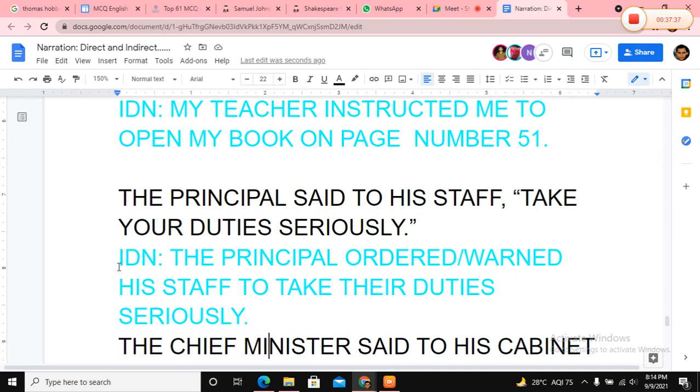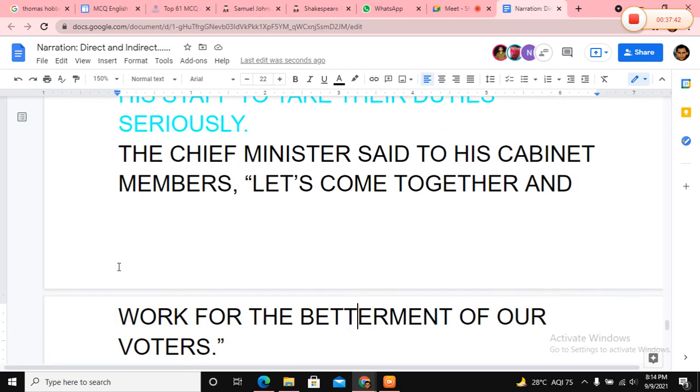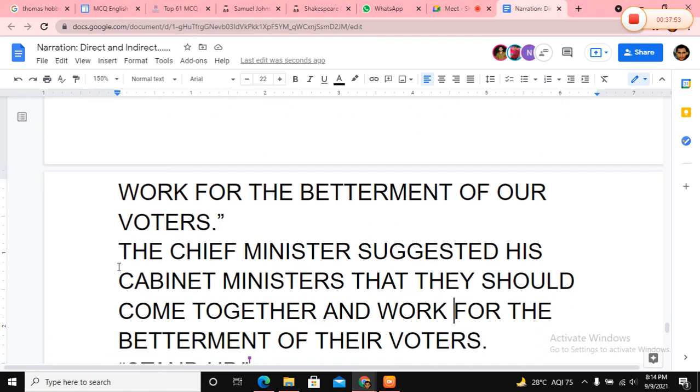The chief minister said to his cabinet, let's come together and work for the betterment of our voters. The chief minister suggested his cabinet ministers that they should come together and work for the betterment of their voters.